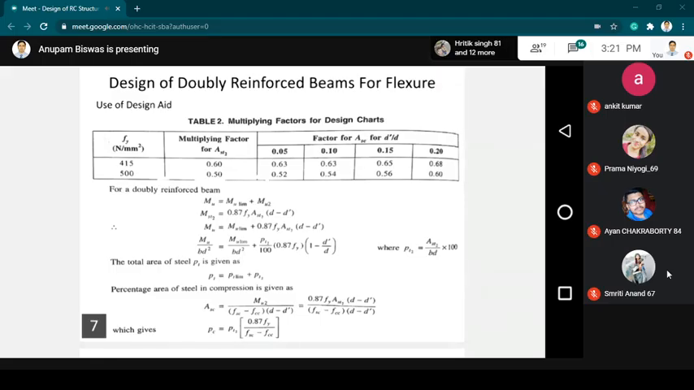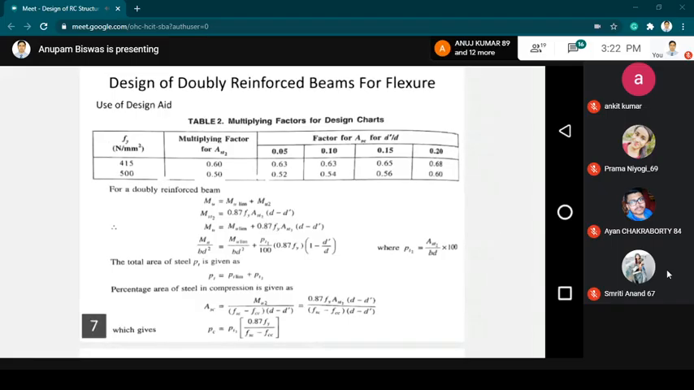and here we see that for the doubly reinforced beam, the ultimate moment, that is Mu, is equal to Mu limit plus Mu2. So if you put the values of T2, that is Mu2, it is 0.87 Fy AST2 into d minus d dash.